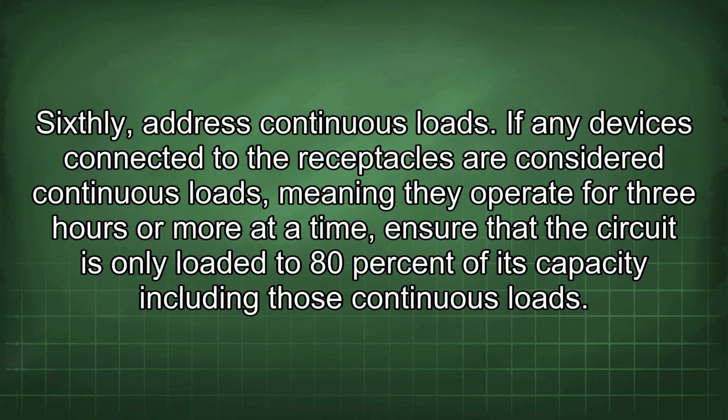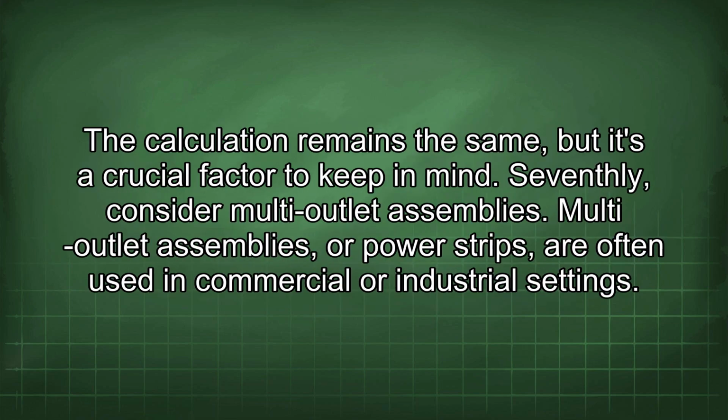Sixthly, address continuous loads. If any devices connected to the receptacles are considered continuous loads, meaning they operate for 3 hours or more at a time, ensure that the circuit is only loaded to 80% of its capacity, including those continuous loads. The calculation remains the same, but it's a crucial factor to keep in mind. Seventhly, consider multi-outlet assemblies.